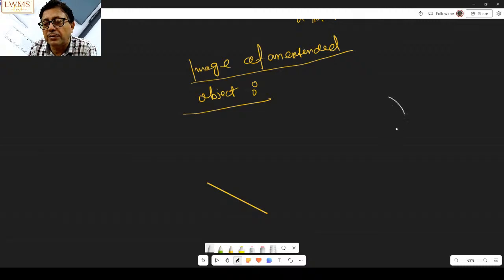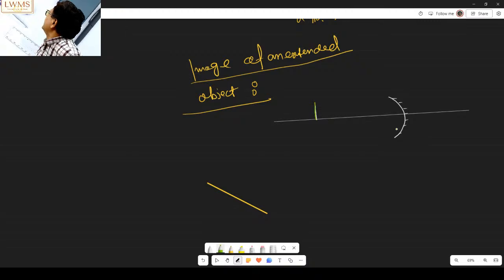For an extended object, the object is here. This is the object. Its image we have to form. AB is the object. Take AB as the object. This is not coming out very well, so better you take this ink. AB is the object. How its image will be formed, this we are going to discuss.